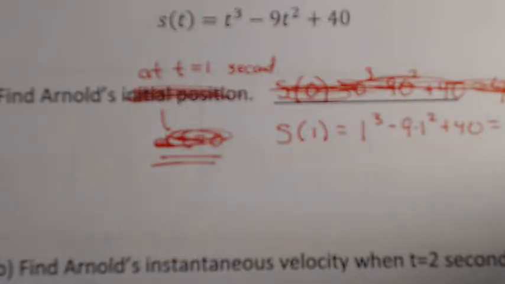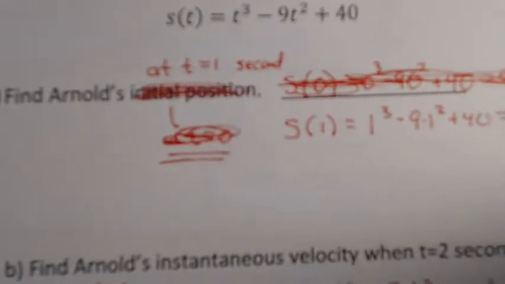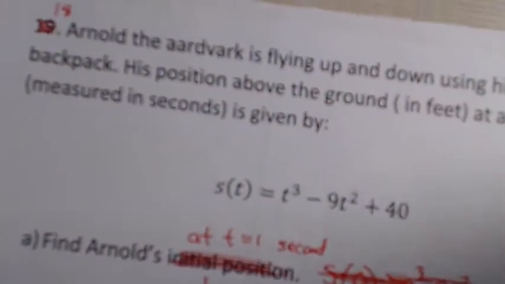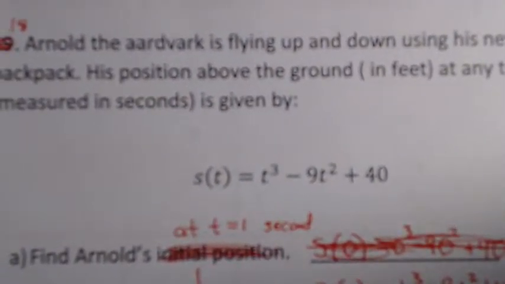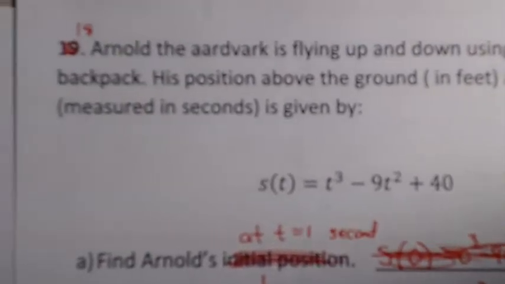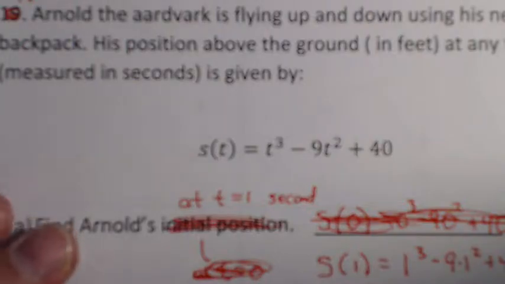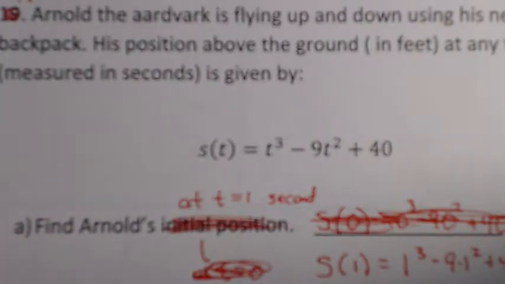Okay, we'll finish up the test here with problems 18 through 23. 18 is about Arnold the Aardvark. He's flying up and down using his new jetpack. His position above the ground in feet at any time t, measured in seconds, is given by this function. And it wants us to find initially in part A, Arnold's position at t equals 1 second.